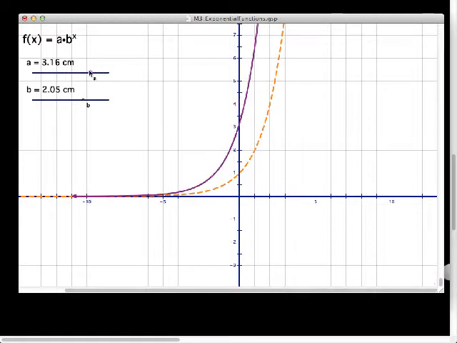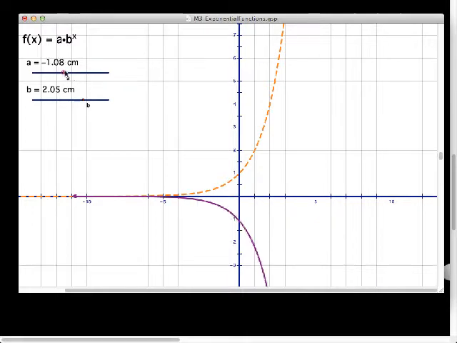What do you think is going to happen when a is 0? It's not going to exist. Whoa. I don't think I could get it there. But when a equals 0, it actually would just be a horizontal line. It'd be the x-axis. Try it.